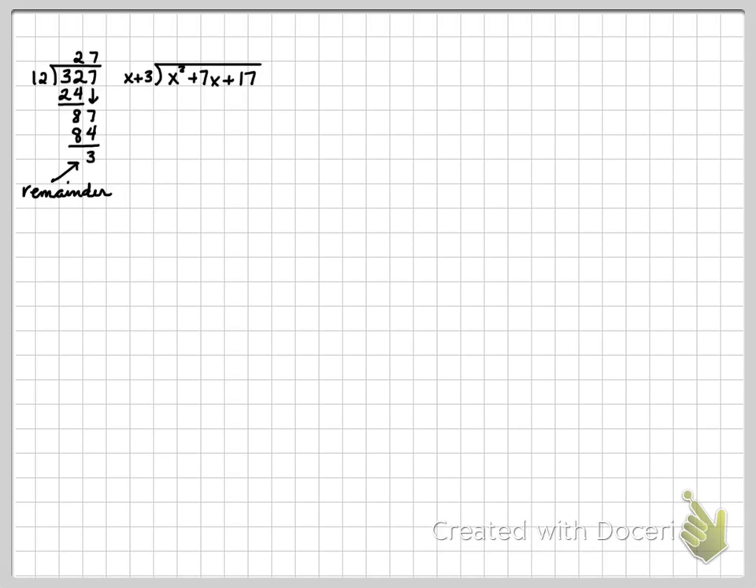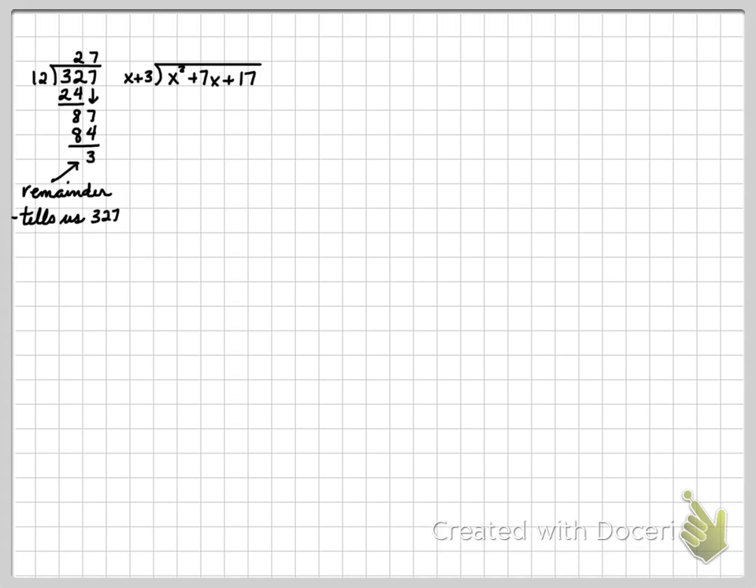Now with long division, we're going to follow the same process. x plus 3 divided into x squared plus 7x plus 17. The x goes into the x squared. That's the first thing. Now x times x is x squared, so we're going to multiply it by an x.